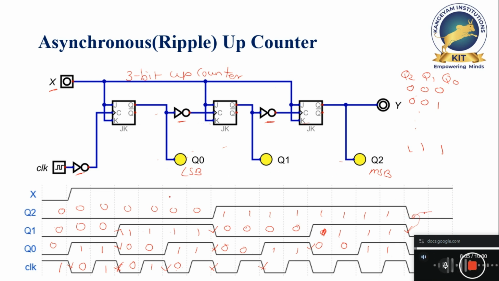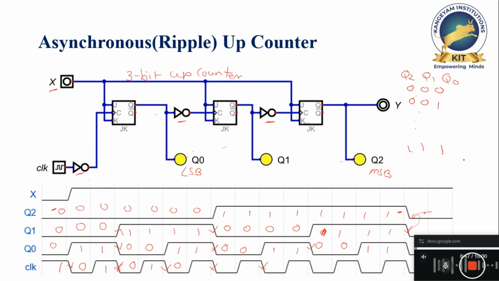So you can see initially 0, 0, 0, next 0, 0, 1, next 0, 1, 0, next 0, 1, 1, next 1, 0, 0, and then 1, 0, 1, next 1, 1, 0, next 1, 1, 1. The counting has been done starting from 0 up to 1, 1, 1. After that the counting goes back to 0, 0, 0 and again it goes on. So this is how the asynchronous ripple up counter works.